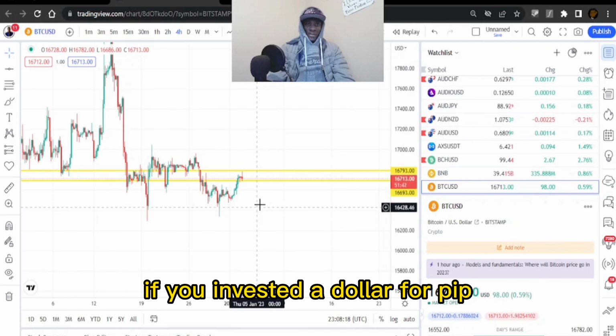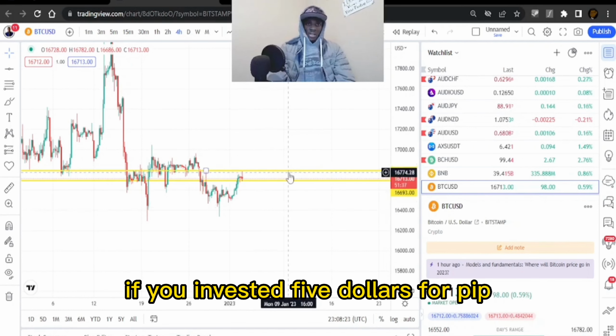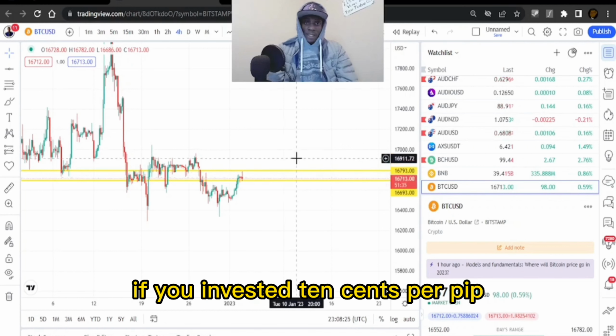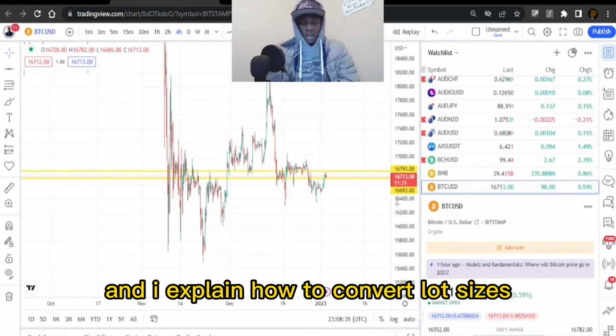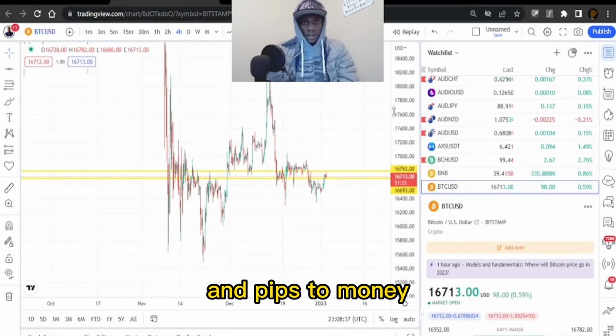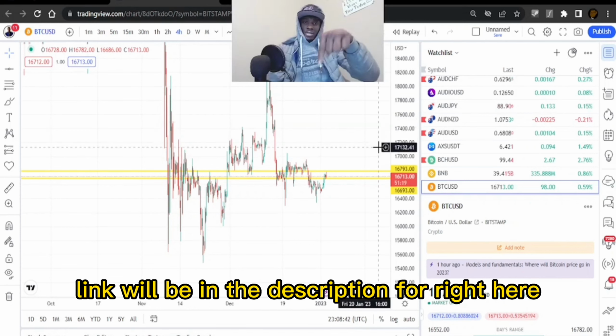For example, if you invested $1 per pip, that would be $100. If you invested $5 per pip, it would be $500. If you invested 10 cents per pip, it would be $10. And I explain how to convert lot sizes and pips to money. Link will be in the description or right here.